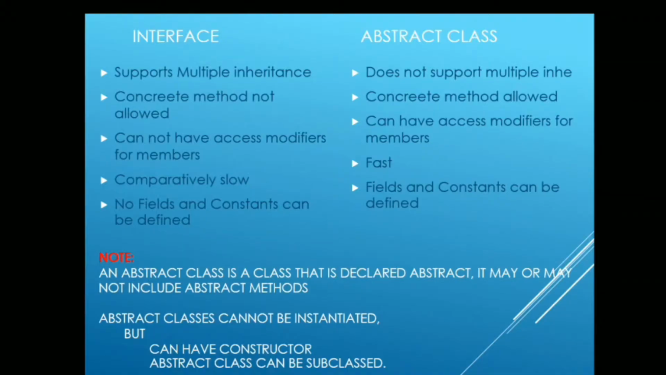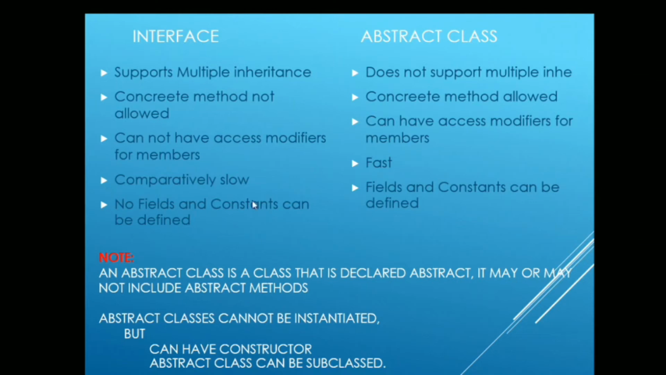So I have just stated a few points about the differences between the interface and abstract class. Interface supports multiple inheritance, but abstract class does not support multiple inheritance. Interface cannot have concrete method, but abstract class can have concrete method.